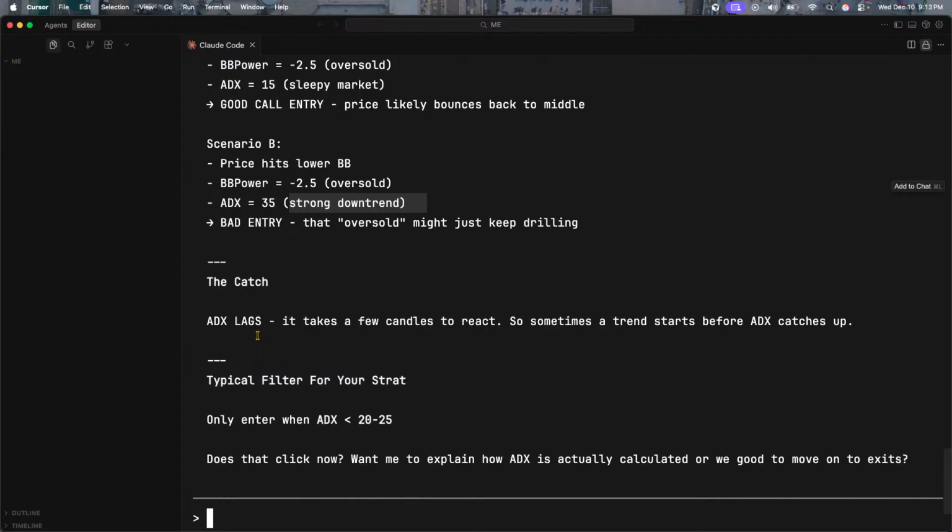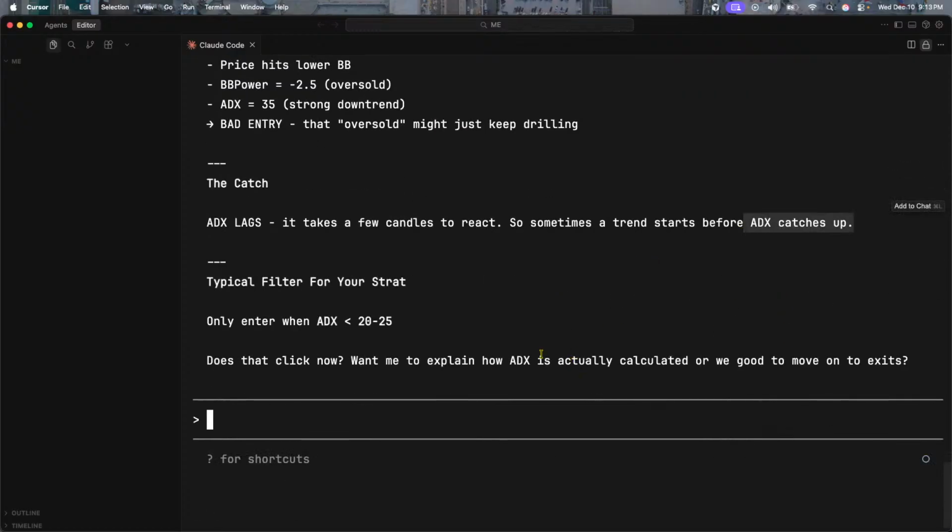The catch is ADX lag. It takes a few candles to react, so sometimes the trend starts before the ADX catches up. A typical filter for your strat is to only enter when ADX is less than 20 to 25. But does this click now? Do you want me to explain? Okay, I think this clicks now, so we really understand how ADX works. So perfect. We get it and now have a better understanding.